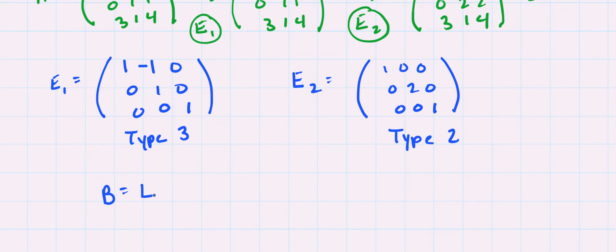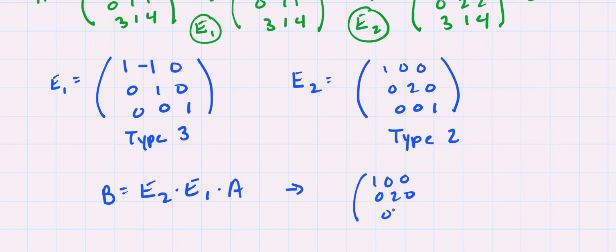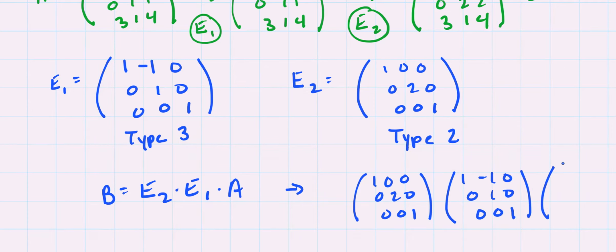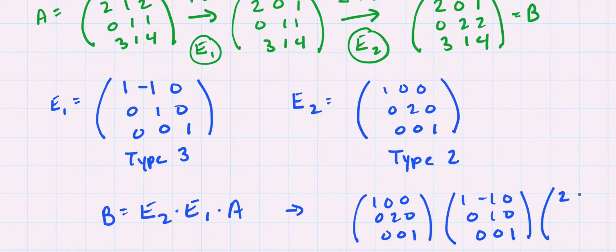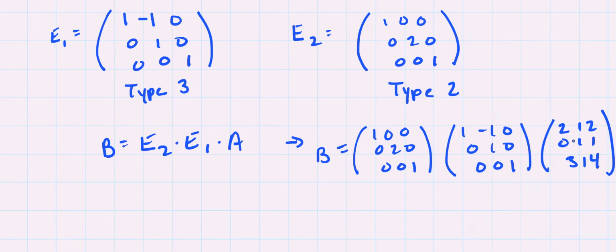So B is E sub 2 times E sub 1 times A. If you want, you can write these out and double check. You get that E2, which is 1, 0, 0, 0, 2, 0, 0, 0, 1, times E1, 1, negative 1, 0, 0, 1, 0, 0, 0, 1, times our matrix A. If you multiply these 3 matrices together in this particular order, you should get B. And you can double check this. I think that would be a good idea for you.